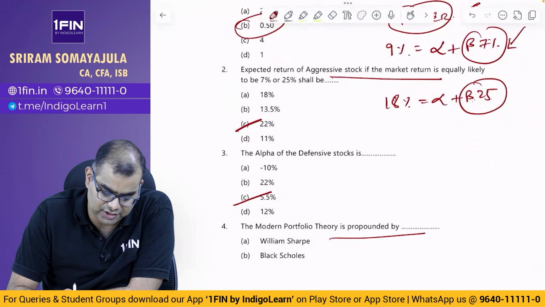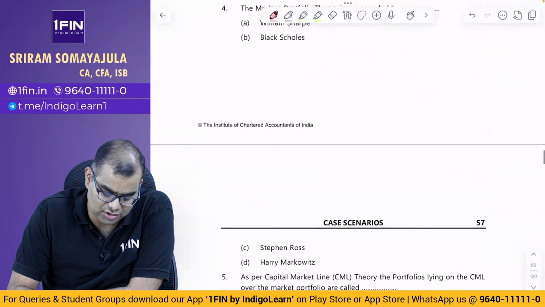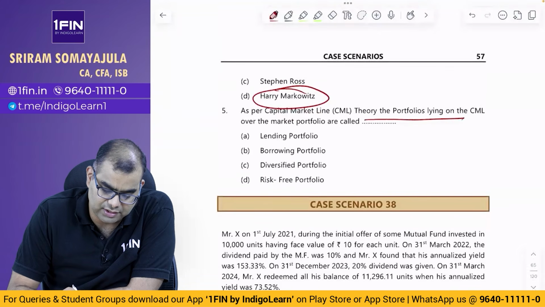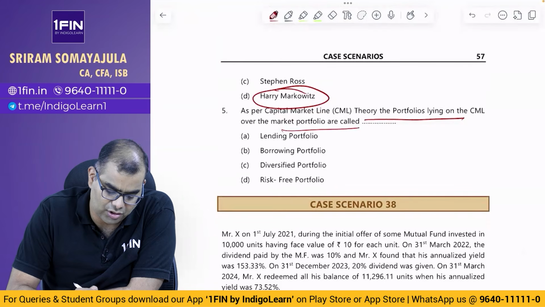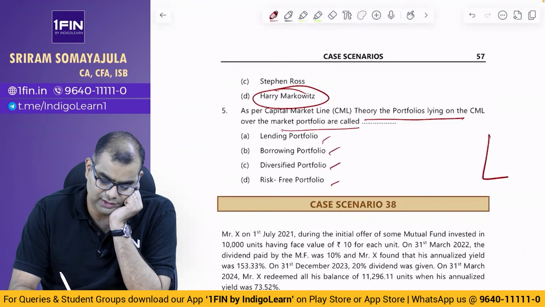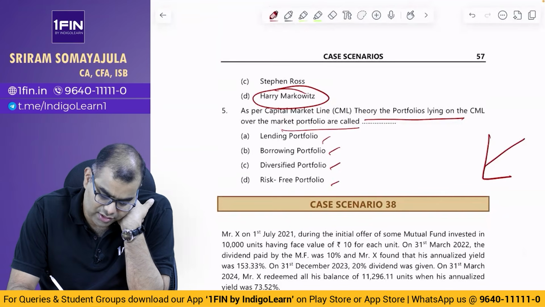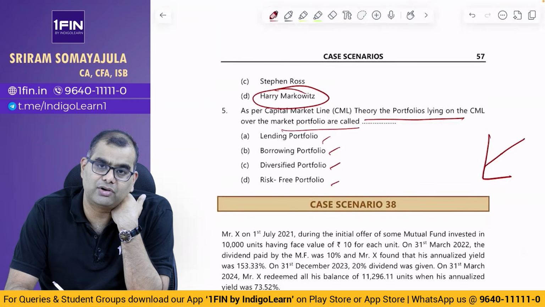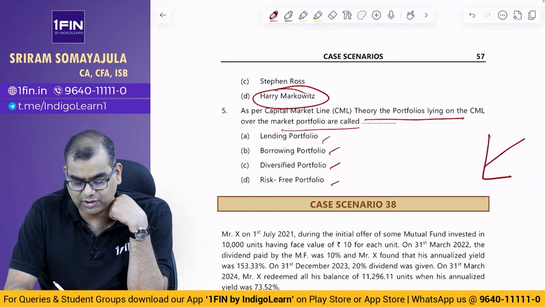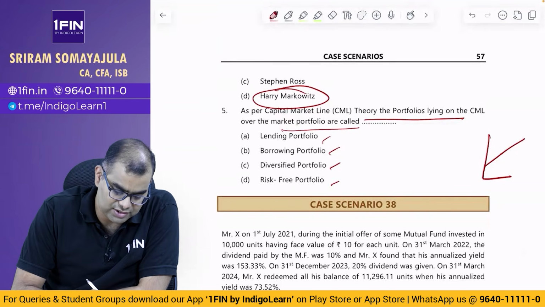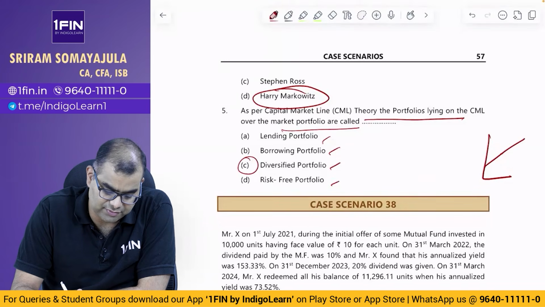The modern portfolio theory is propounded by Sharp, Black-Scholes, Ross, Harry Markowitz. Answer is Harry Markowitz. As per capital market line theory, the portfolios lying on CML on the market portfolio are called lending, borrowing, diversified or risk-free portfolios. So capital market line is a line like this. Now these are not risk-free portfolios. These are diversified. See, it is lending or borrowing depending on what is the proportion of risk-free asset and a non-risky asset. So it's actually a diversified portfolio. Yes, it is a diversified portfolio.